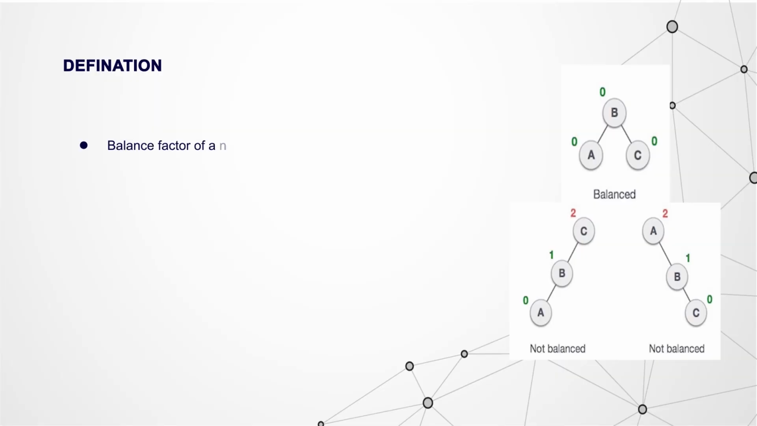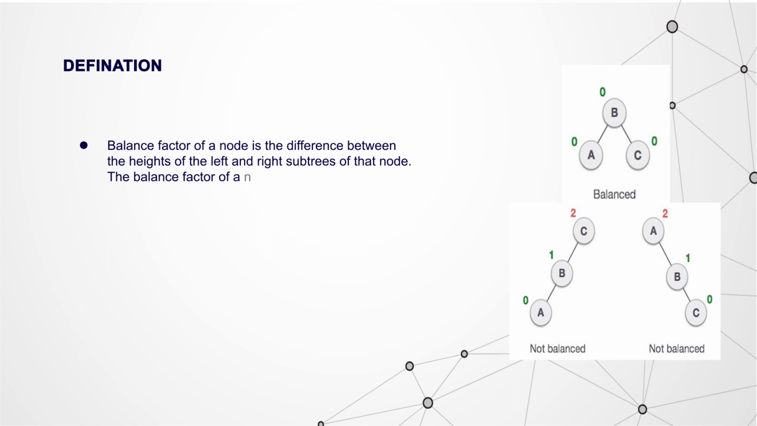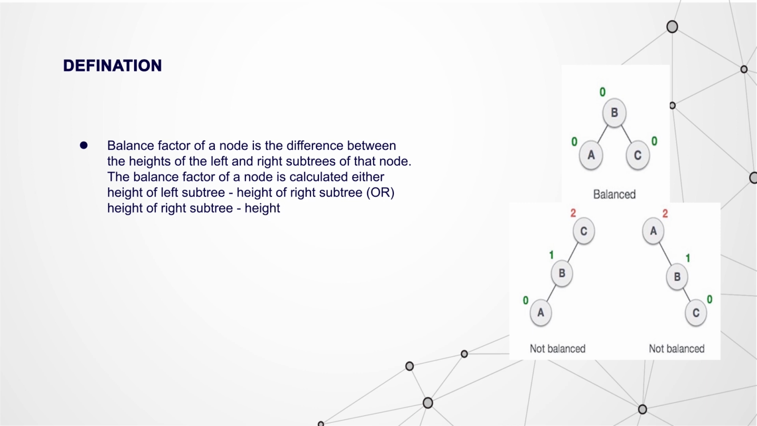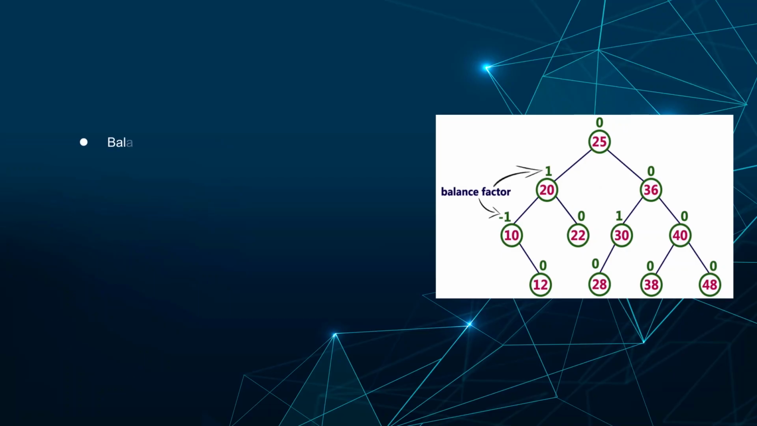The balancing factor of a node is the difference between the heights of the left and the right subtrees of the node. The balancing factor of a node is calculated either as height of left subtree minus height of right subtree, or height of right subtree minus height of left subtree. In this explanation, we calculate it as the height of left subtree minus the height of right subtree.